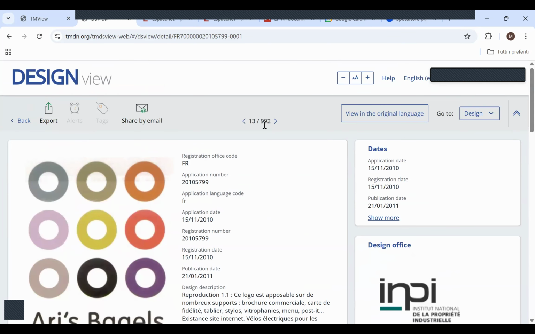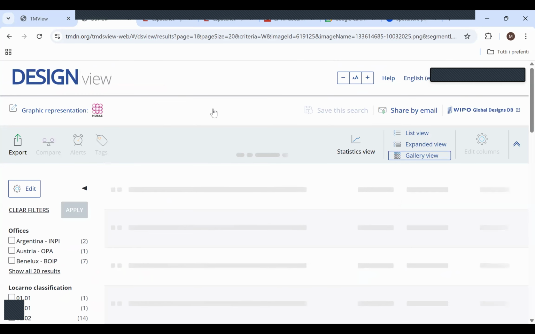Also here we have 992 logos, ornamentation and so on that are similar to Muse. Just to give you an idea of how many.